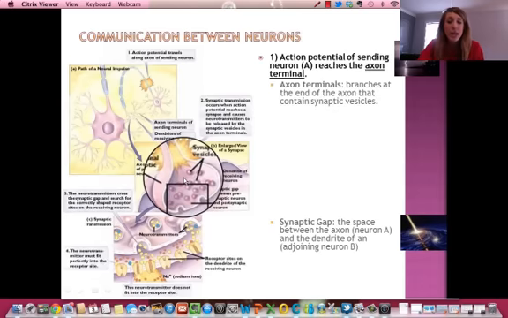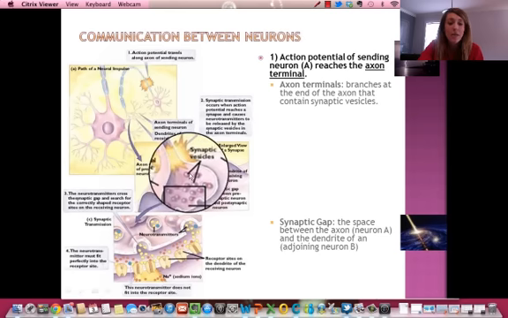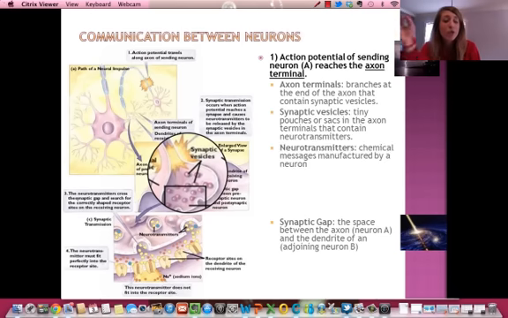And when it reaches it, it has inside of it these little synaptic vesicles. And these synaptic vesicles look like little marbles. And inside of the synaptic vesicles are actually neurotransmitters. And neurotransmitters are the chemicals that have the message inside of them. So while you need the electric current to send the message, you need the chemical to actually tell you what the message is. The neurotransmitter is a chemical that actually tells you what the message is.